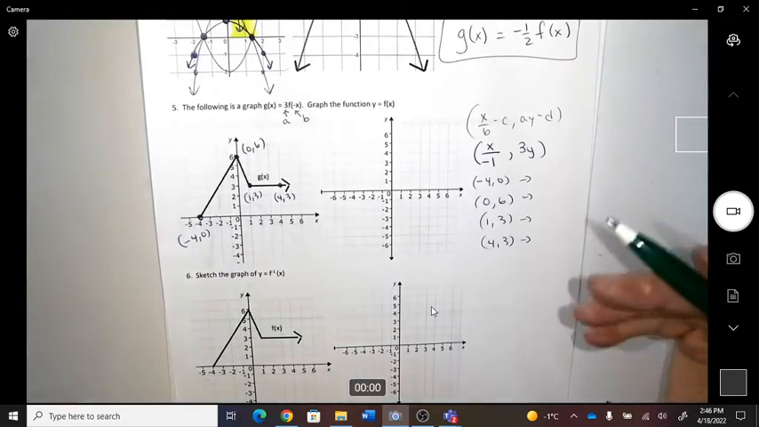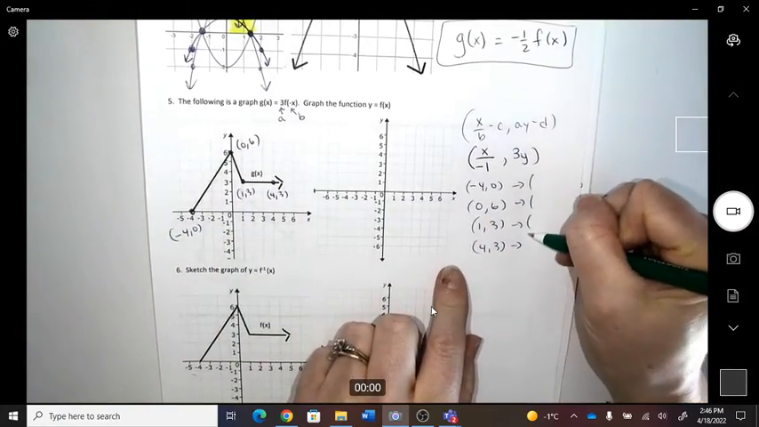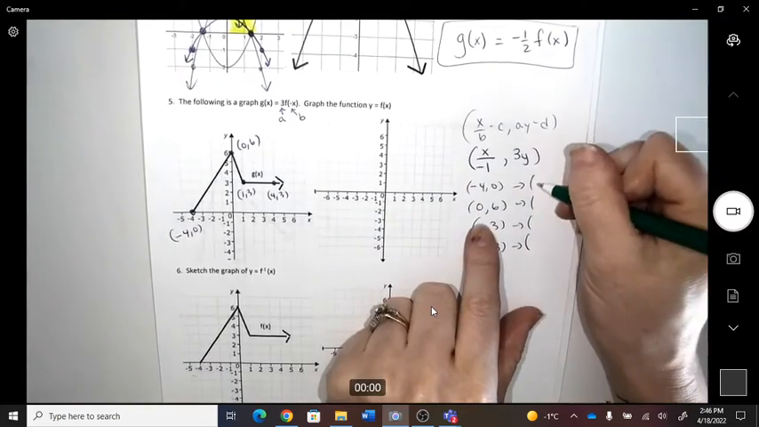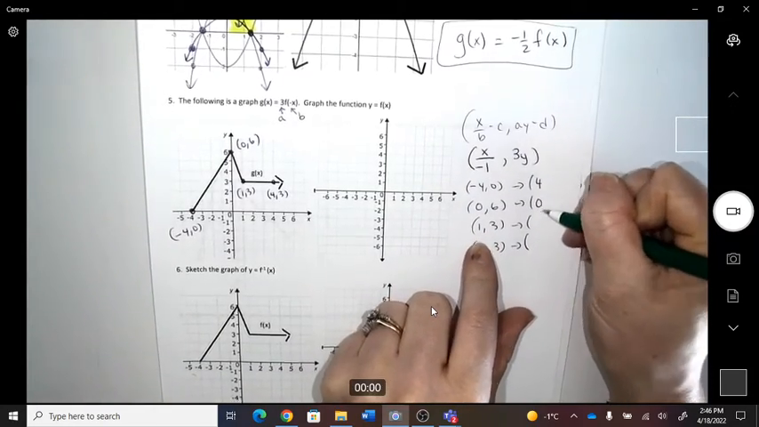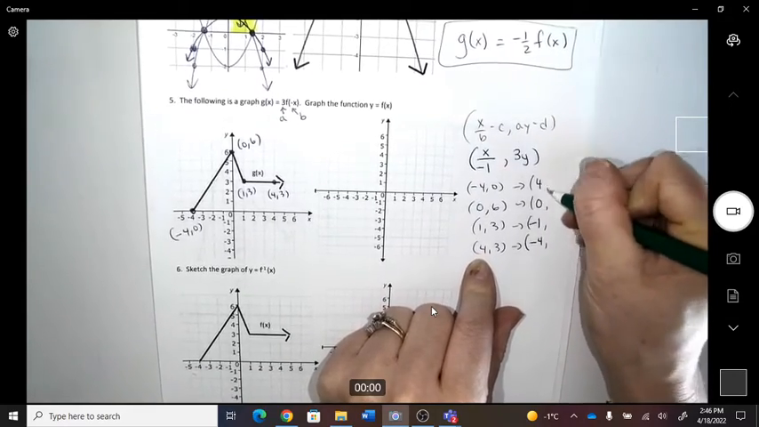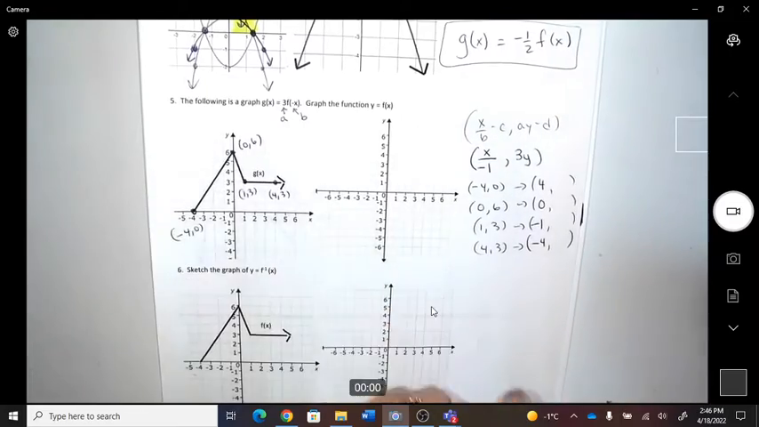Okay, ready? I'm going to do all of the x's. All the x's. So I'm going to just negate them. So +4, 0. Now this is -1, -4. So I went through and I changed all the x's.